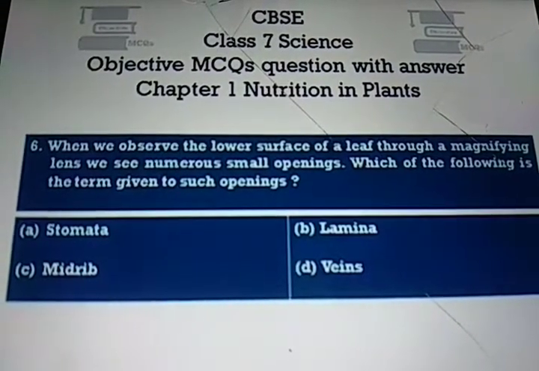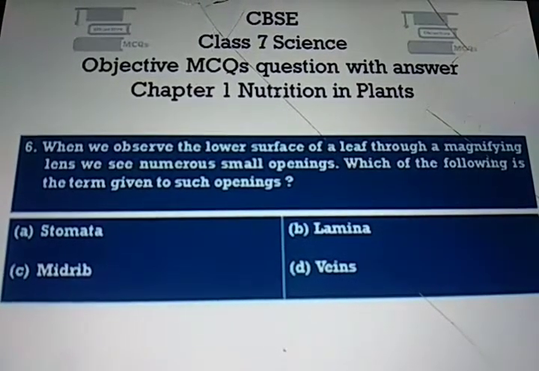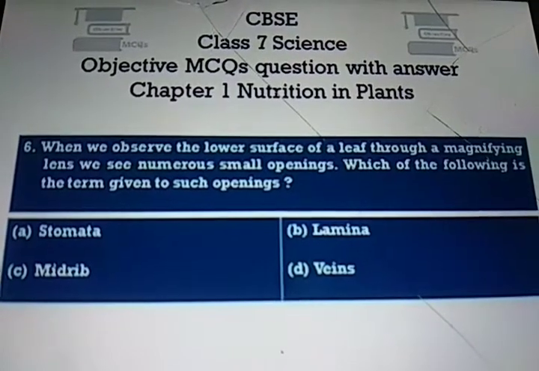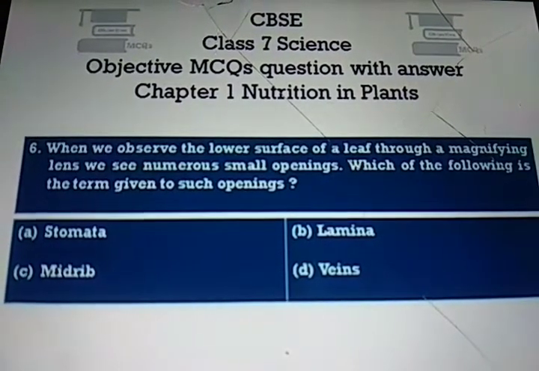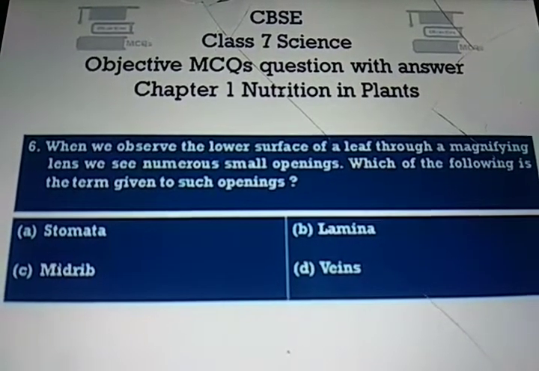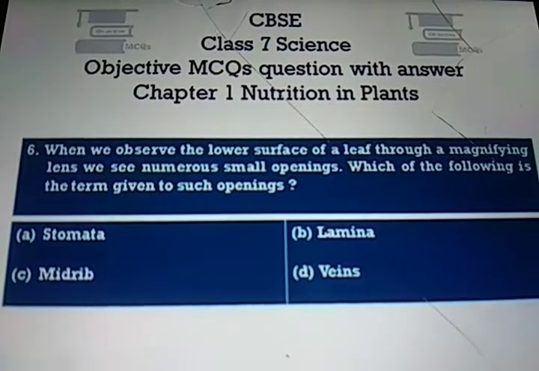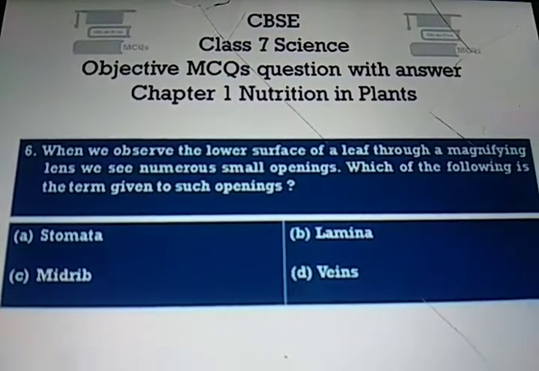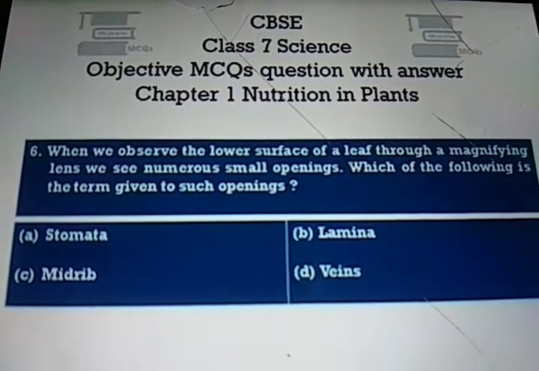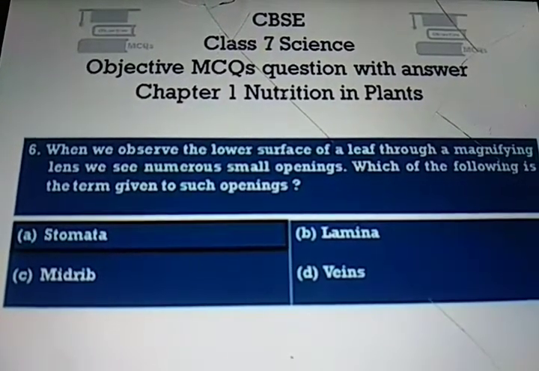Next question. When we observe the lower surface of the leaf through a magnifying glass, we see numerous small openings. Which of the following is the term given to such openings? I hope you all know this answer. It's very easy. Option A, stomata. Option B, lamina. Option C, midrib. And option D, veins. And the right answer is option number A, stomata.